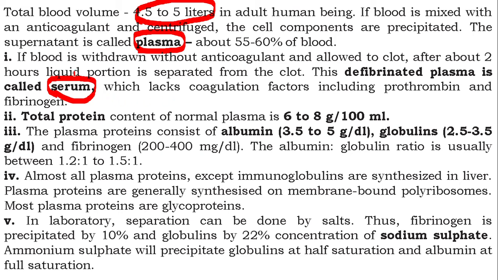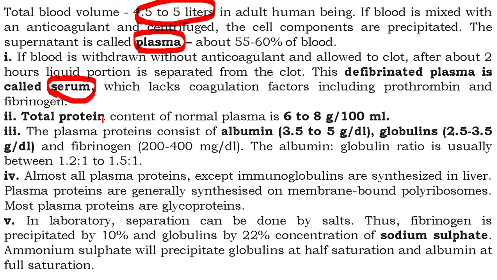And if the blood is withdrawn without anticoagulant and allowed to clot, after about 2 hours, a liquid portion is separated from the clot. This is called serum. Actually, serum is equal to plasma minus clotting factors, or we say blood minus clotting factors. That is what is called serum. Serum does not contain coagulation factors, because by the process of coagulation, clotting, we removed all those factors.